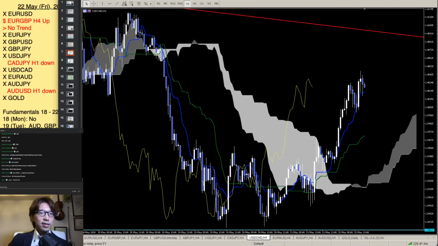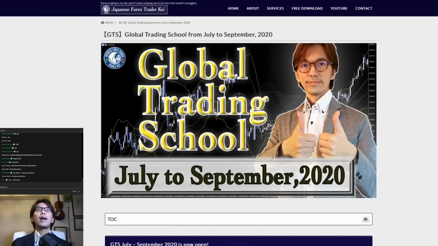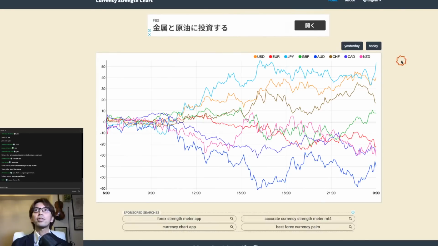Alright. GBP-USD is spiking up, alright? Alright. GBP seems to be quite volatile today. Let me check out the currency strength chart.